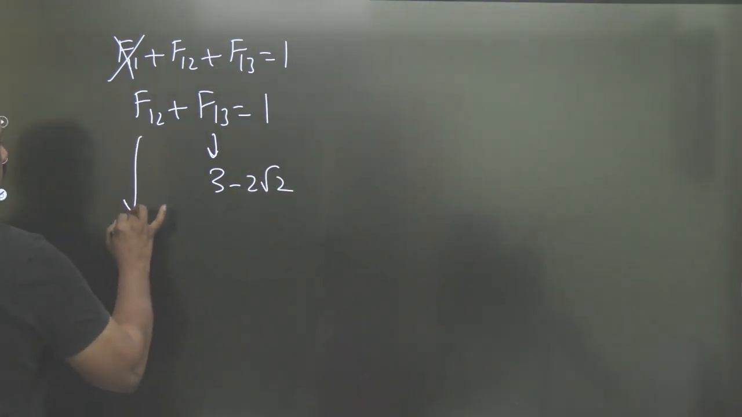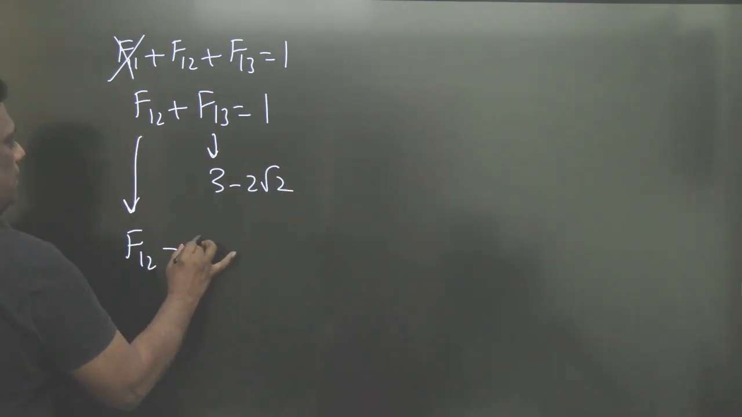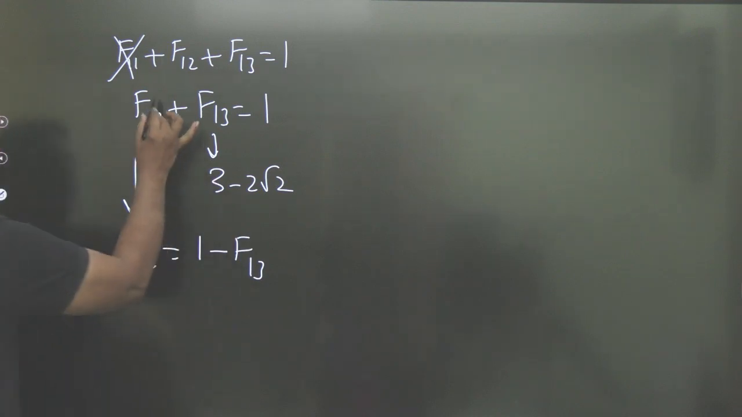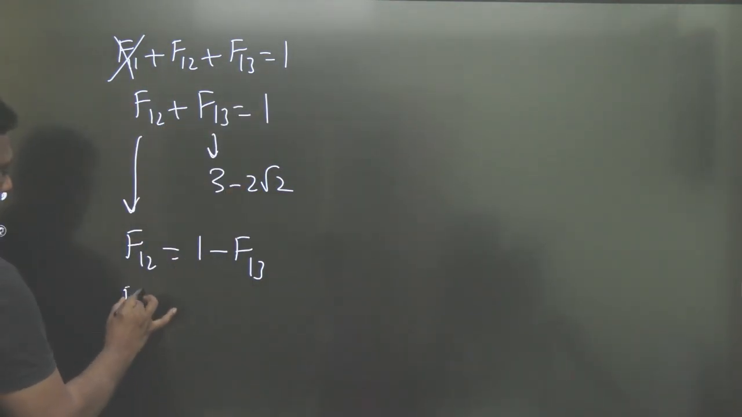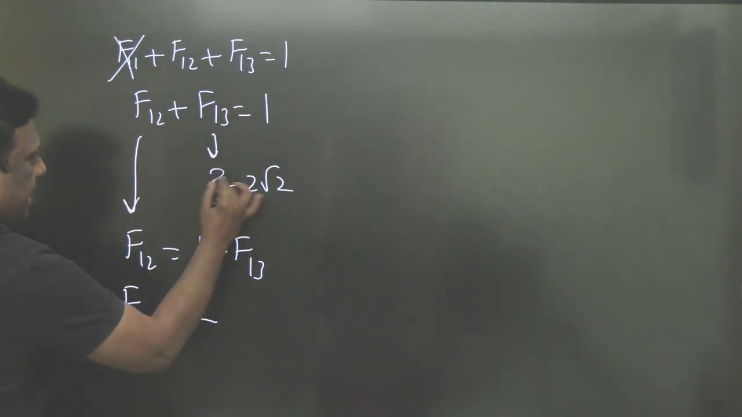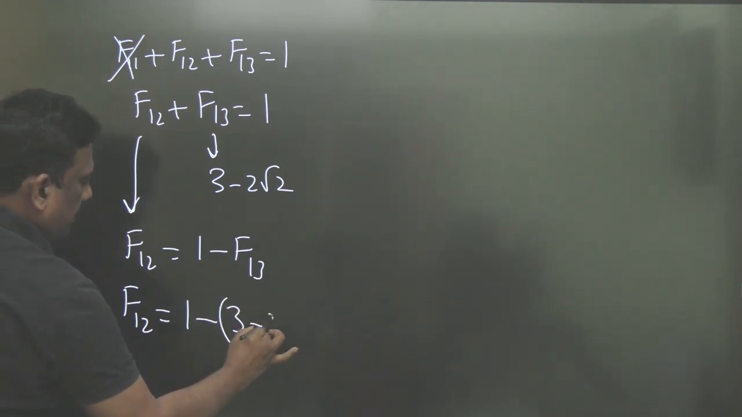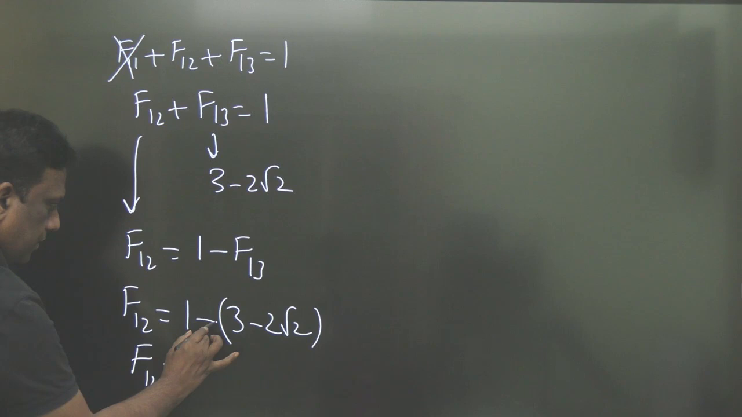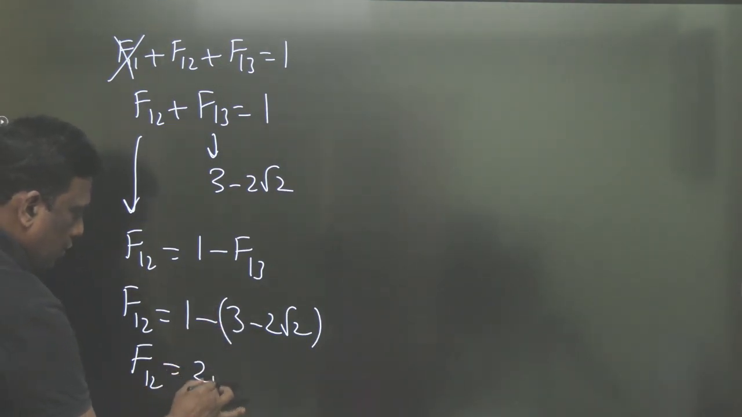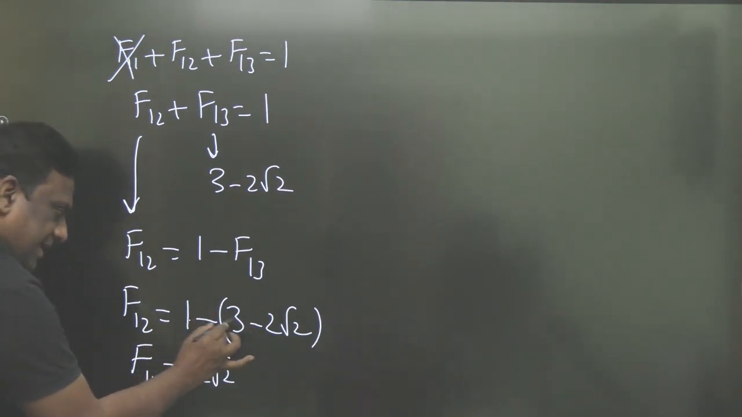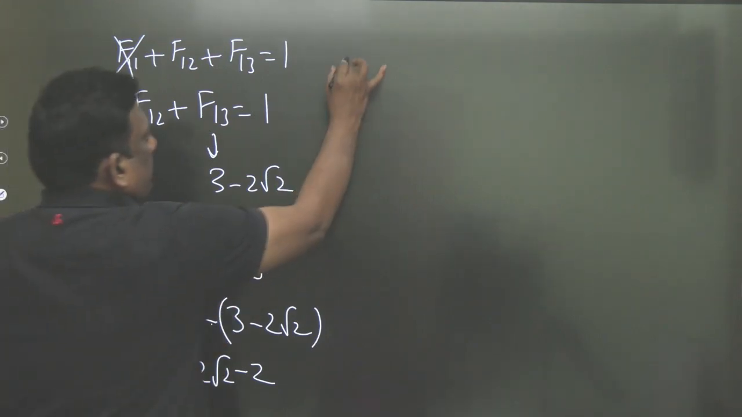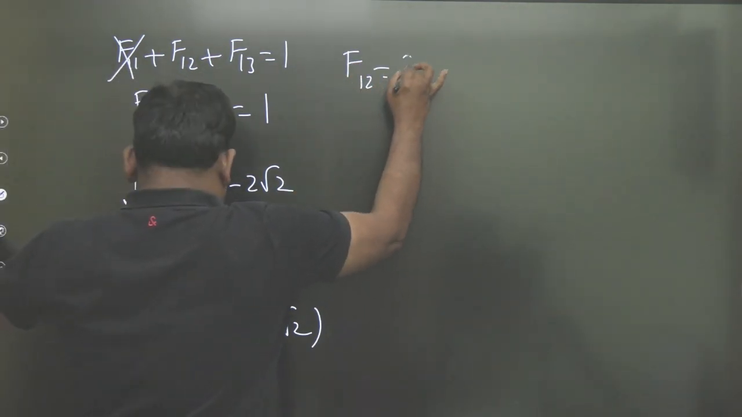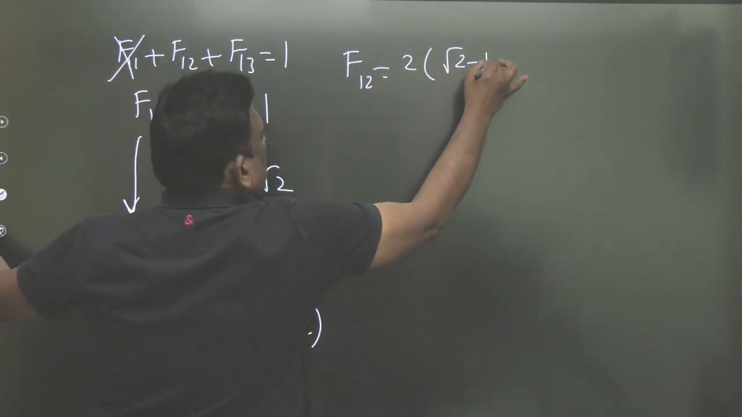Okay. So therefore, F12 will be equal to 1 minus F13. F12 is 1 minus F13, which is 3 minus 2 root 2. So F12 will be equal to, how much will it be, minus of minus is plus 2 root 2, and 1 minus 3 is minus 2. So therefore, F12 is equal to 2 times, taking 2 common, root 2 minus 1.